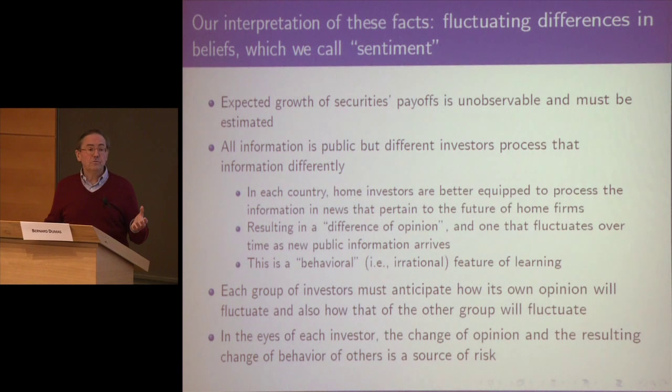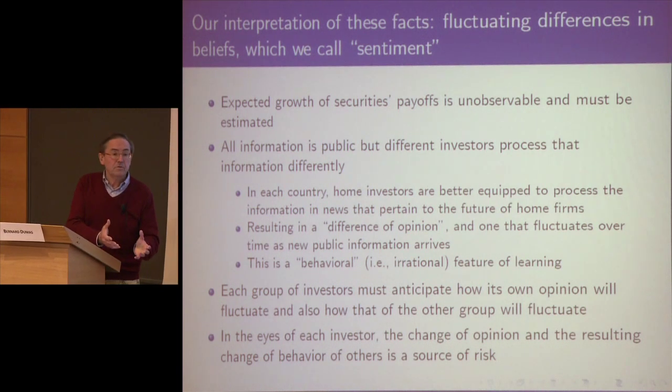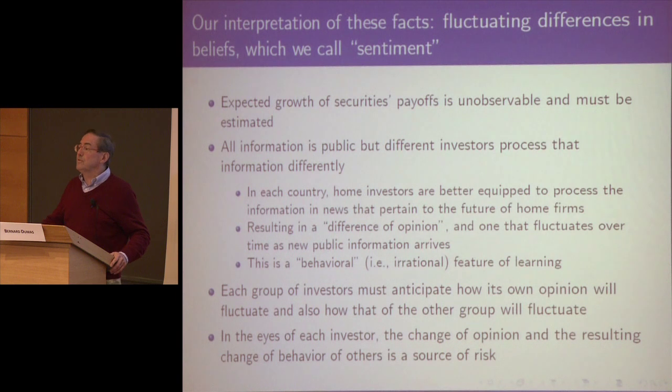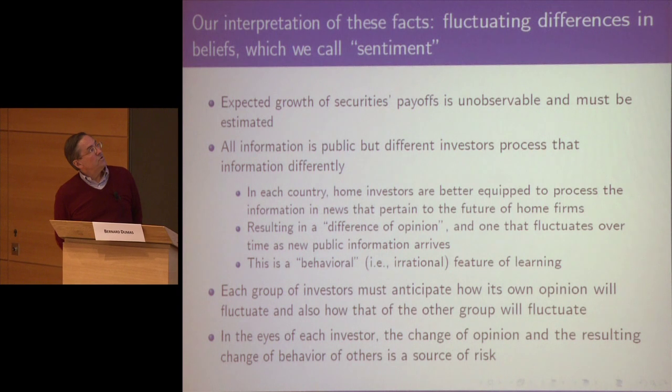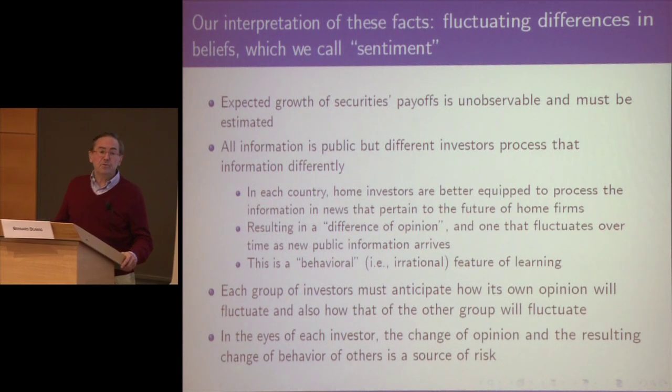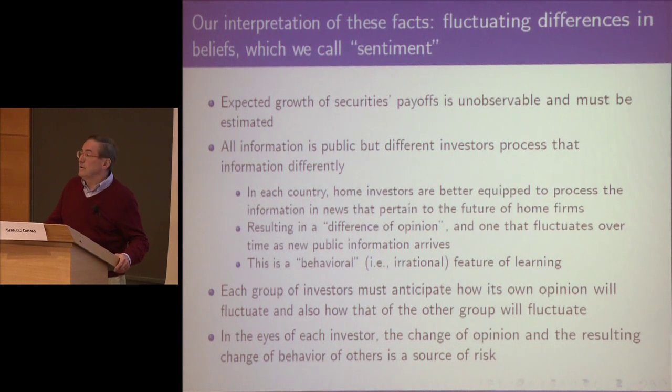And what do people use to make that estimation? Well, they, of course, use the output or the payoff that they observe. This is one indication, but there's also some signals, some information revealed by whatever means. And all this information is public, but different investors process, interpret, analyze this information differently. In each country, the home investors are better equipped to give credence to a signal that is correlated with the home payoff. However, they ignore the signals that are correlated with the foreign payoffs. They treat them as if they were pure noise.